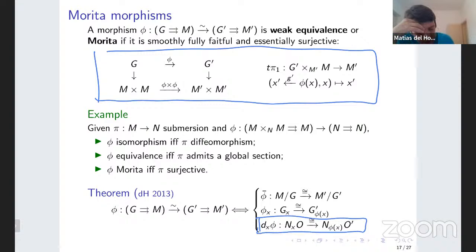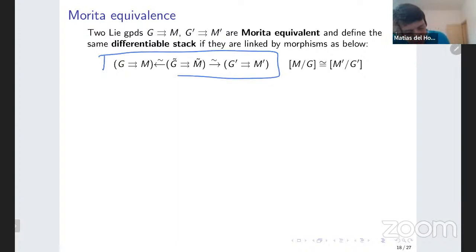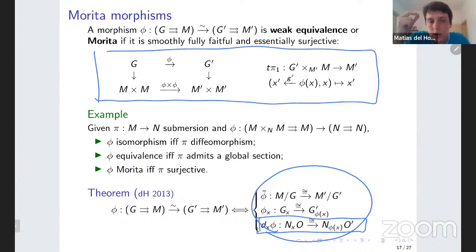And then there are these morphisms that I want to treat as isomorphisms. And then what I want to do is to localize. Without talking about localizations, I'm going to say that the two groupoids define the same orbit space if there are two Morita morphisms like here. And I will write M over G and M' over G'. But let me go back to this characterization to give you an intuition of how I can think of the stack as a geometric object.